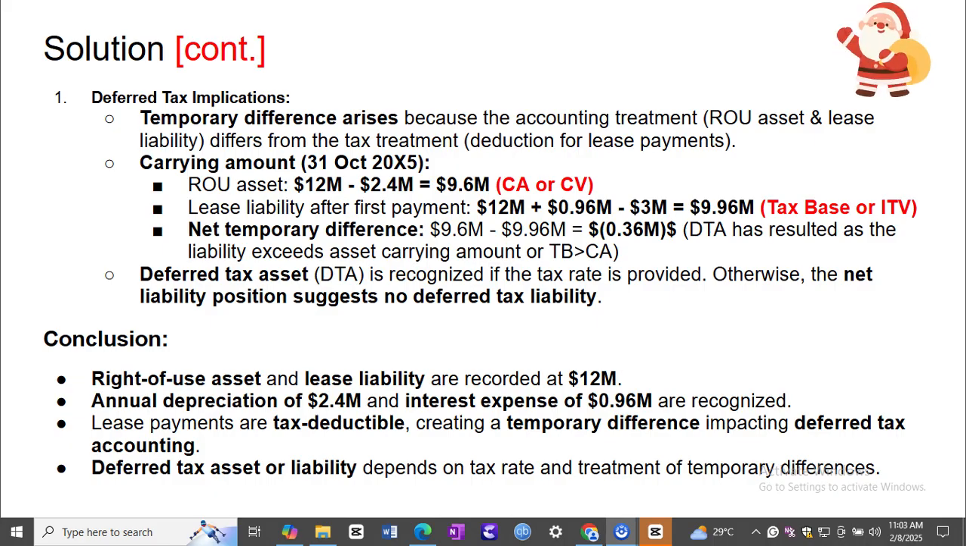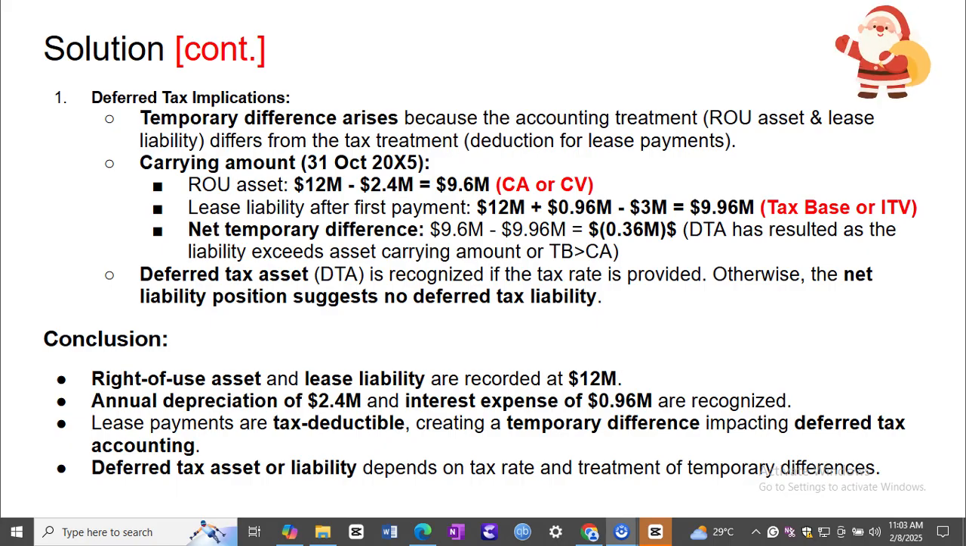You got it. We've got a temporary difference of $0.36 million. And because the liability is greater, it results in a deferred tax asset. To figure out the exact amount, we'd need the company's tax rate, but the key takeaway is this lease scenario is giving rise to a deferred tax asset. Mind blown. This really shows how IFRS 16 can shake things up on the deferred tax front. It's all about those timing differences. And this highlights why it's so important to analyze leases from both an accounting and a tax perspective.